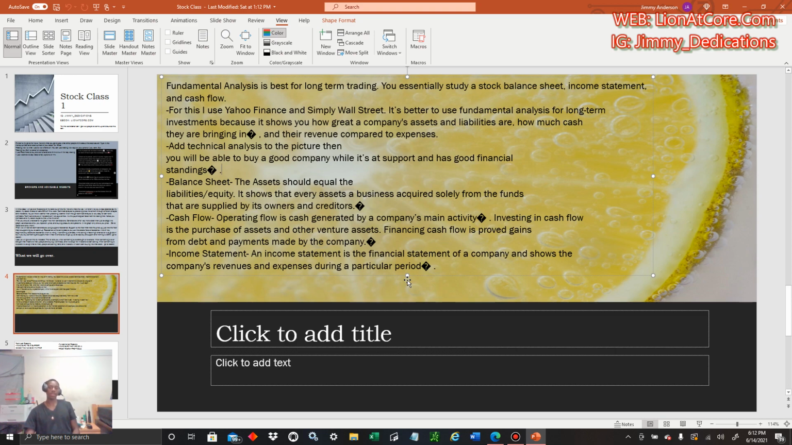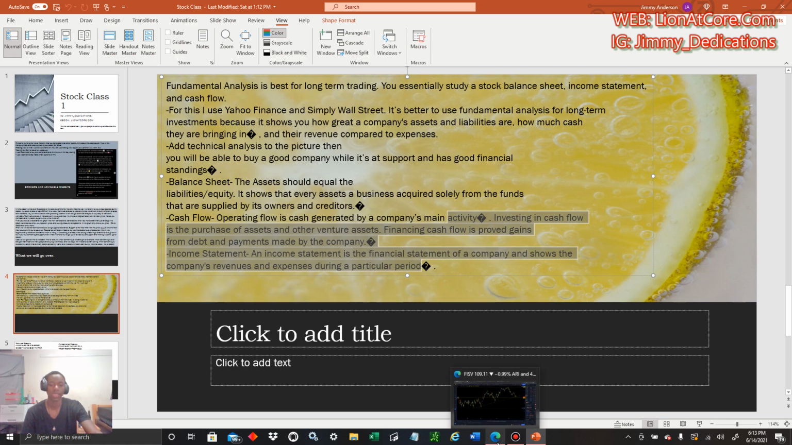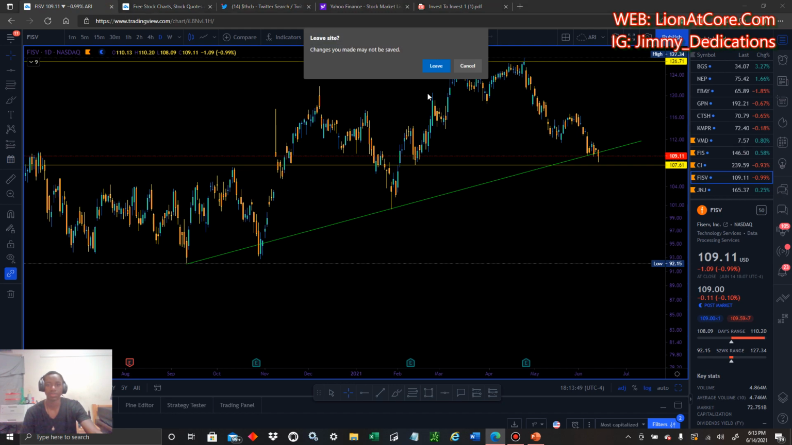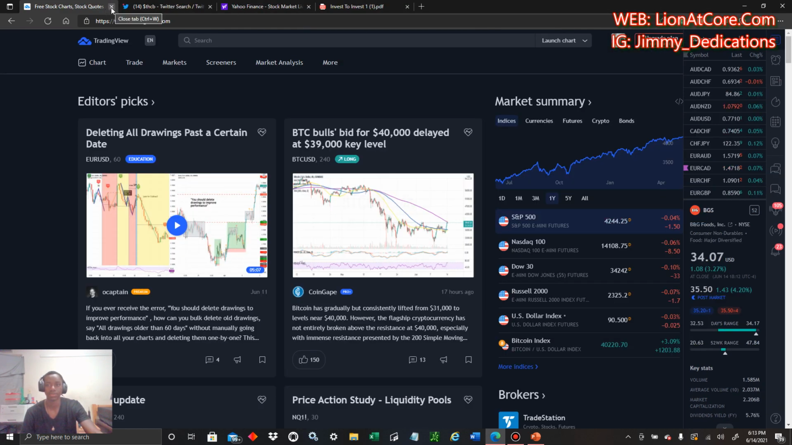Cash flow. Operating cash flow is cash generated by a company's main activity. Investing cash flow is the purchase of assets and other venture assets. Financing cash flow is gains provided from debt and payments made by the company. Income statement. The income statement is the financial statement of a company and shows the company's revenue and expenses during a particular period.